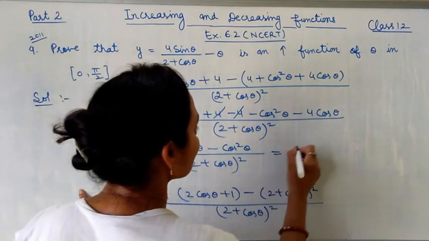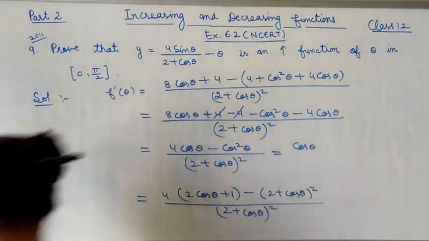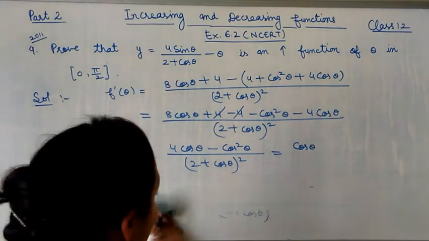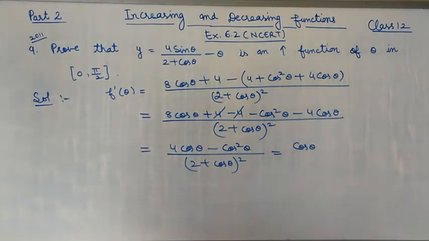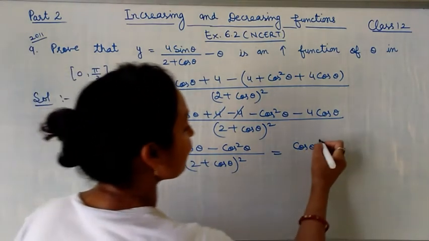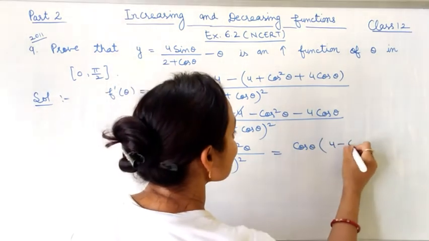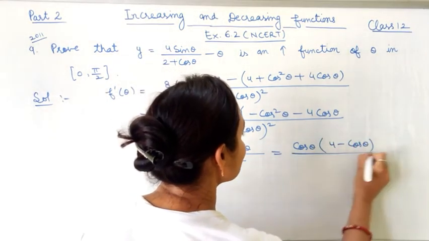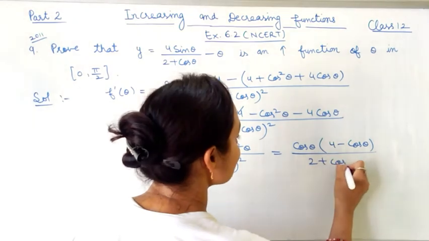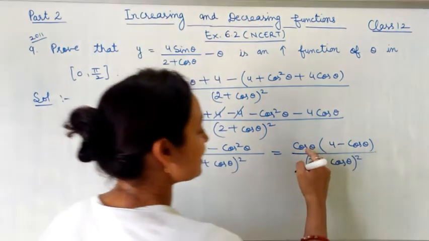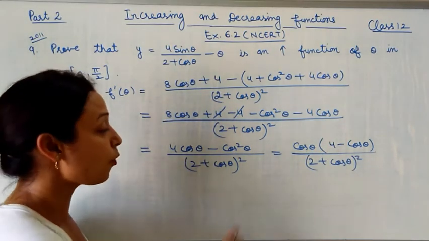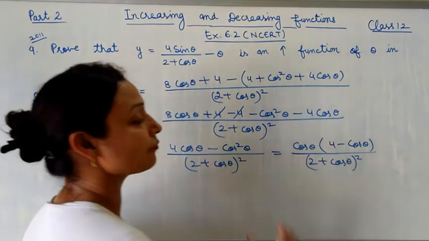I will take out cos as a common factor. It will be equal to cos theta times 4 minus cos theta divided by 2 plus cos theta whole square. The whole quantity is in the form of cos.